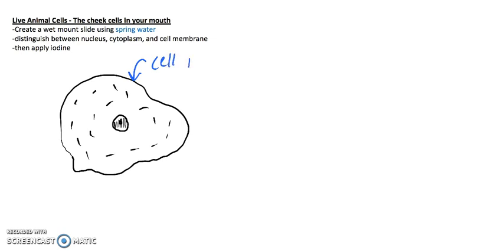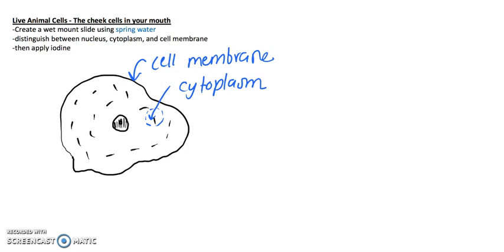So this covering is called the cell membrane. Any region inside the cell, like here for example, we call this cytoplasm. And in this case, we can see these little specks, these granules. We'll call this a granular cytoplasm, just to be a bit more specific.